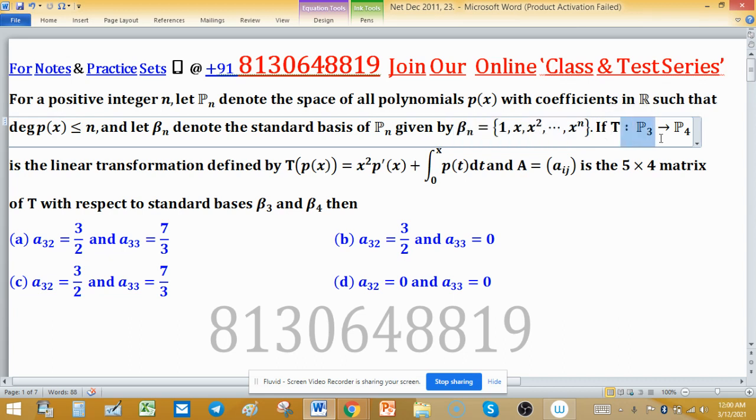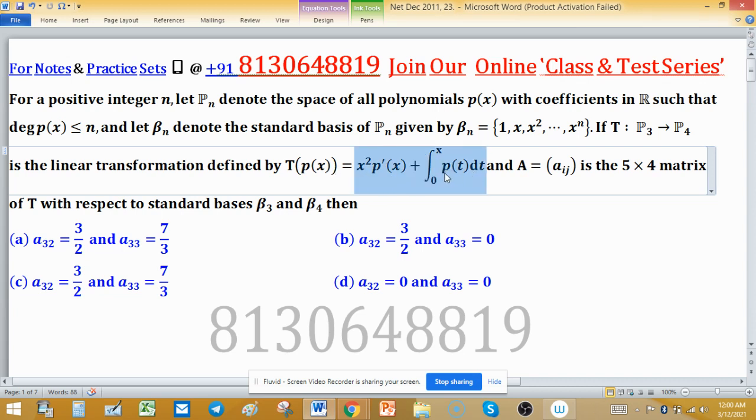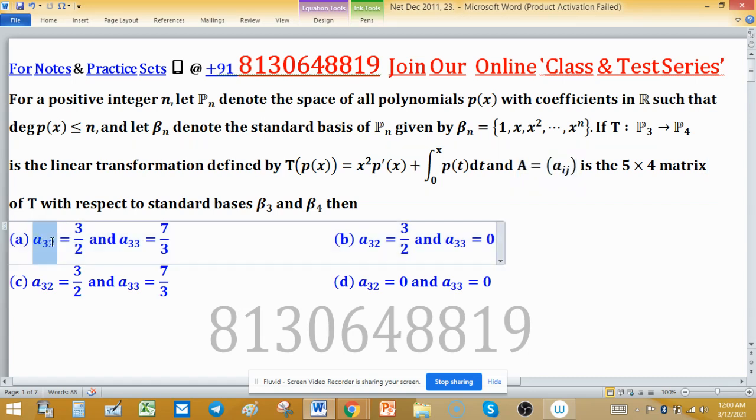If a linear transformation T is defined from P3 to P4 such that T of p(x) is sent to its image by this structure, and A equals (Aij) is the 5 by 4 matrix of T with respect to the standard bases beta 3 and beta 4, then A32, this is the entry in third row and second column, and A33 is the entry in third row, third column.